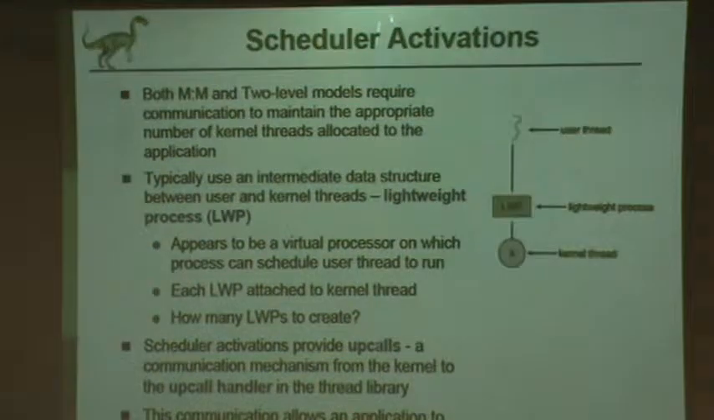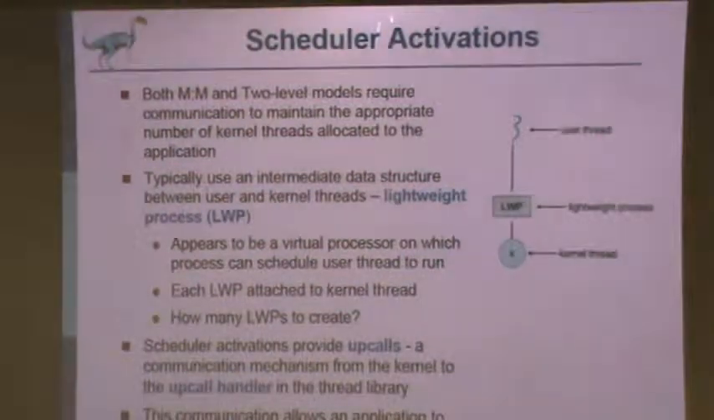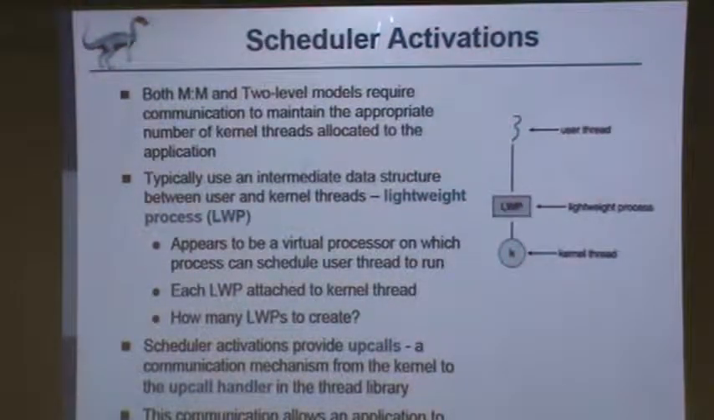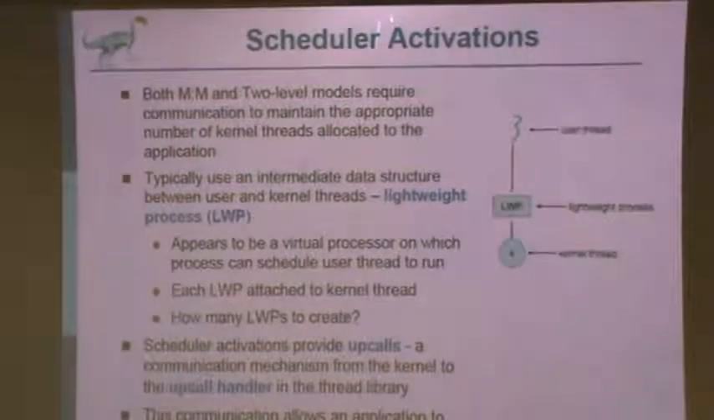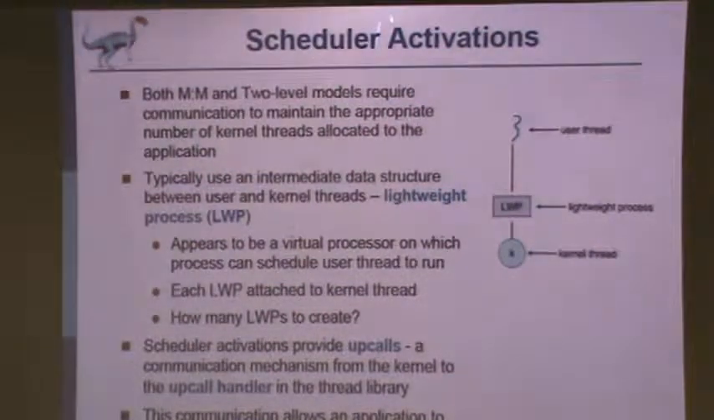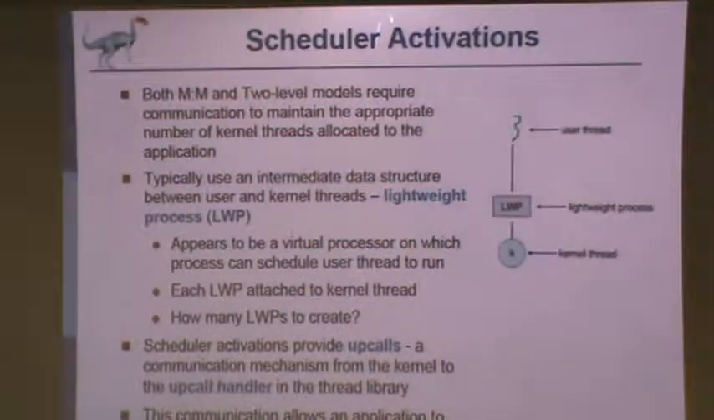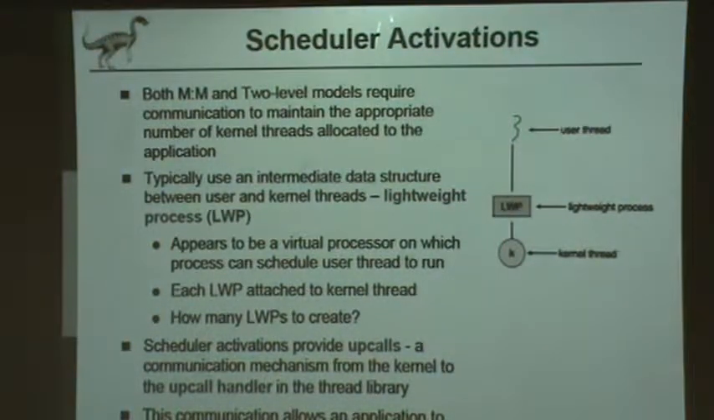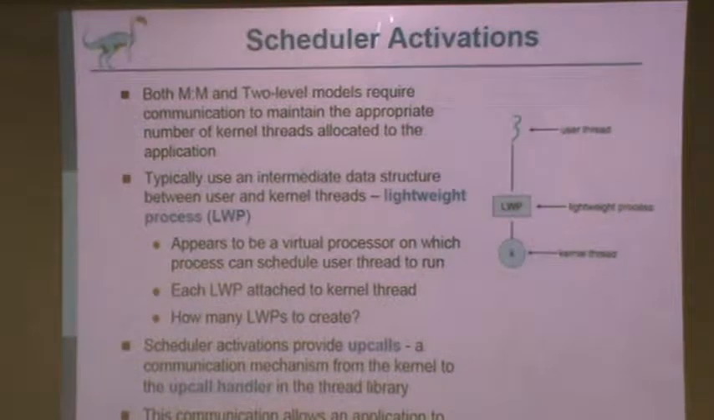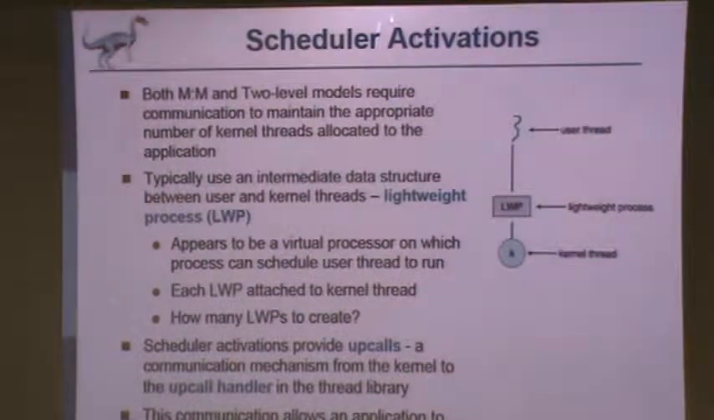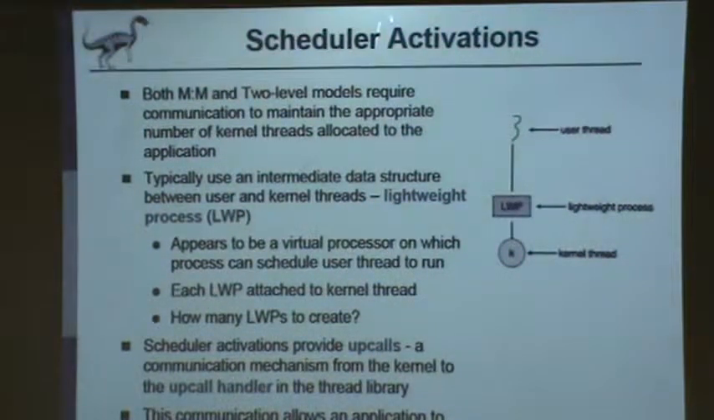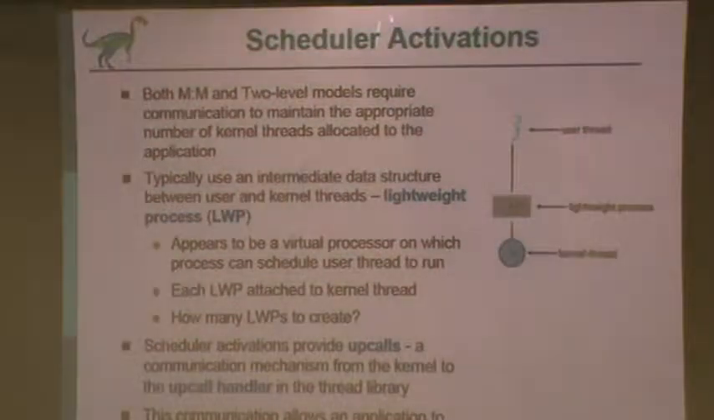So if I have 5 user threads and just 4 kernel threads, the virtual processor will manage which ones go to the kernel threads, and one is left to wait until another one of the 4 is finished. And each lightweight process is attached to a kernel thread.